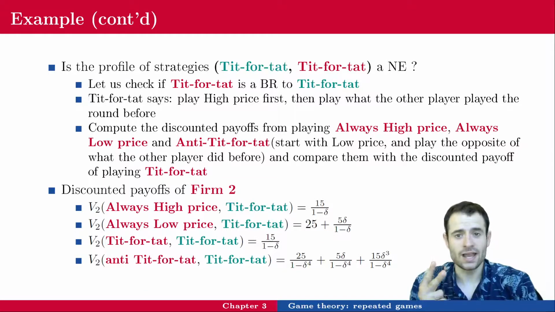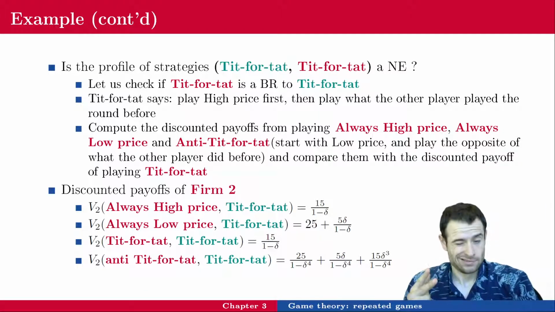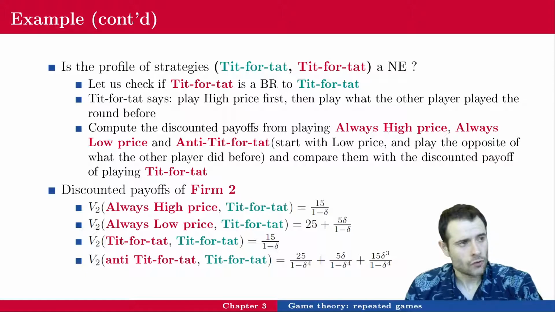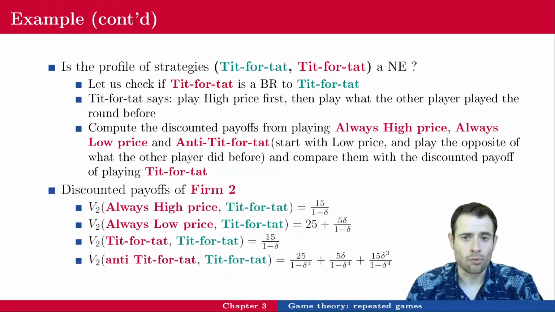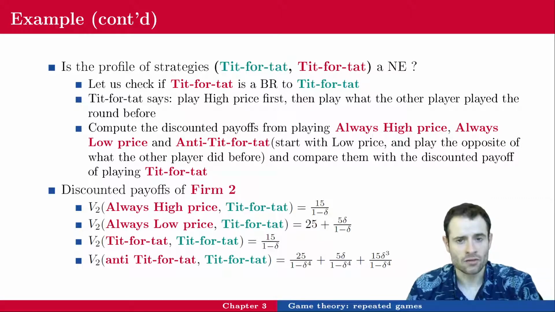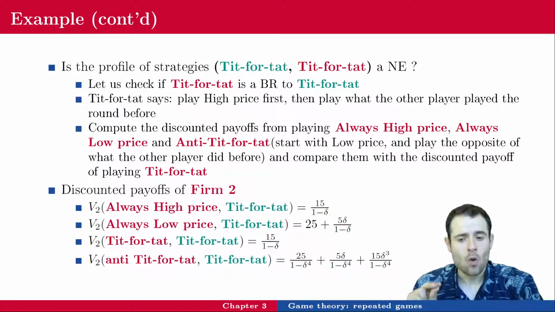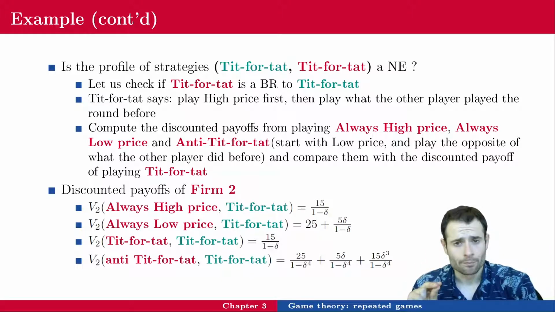Then on the third day, it's going to get messy. On the third day, firm 1 plays low price because it imitates firm 2. But firm 2 does the opposite of what firm 1 did. Firm 1 played low price, so firm 2 will play high price. So the third day, firm 2 will make a payoff of 0.